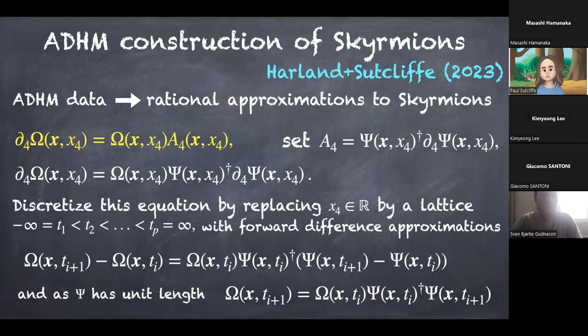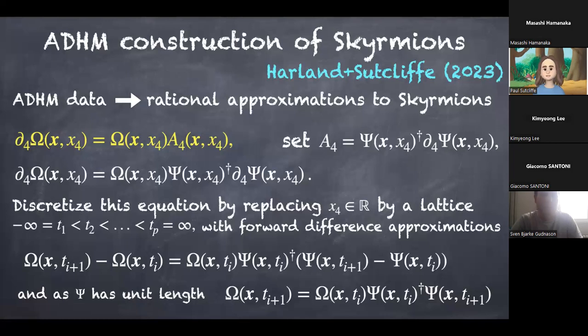So the new thing is, it's kind of like an ADHM type construction of skyrmions. So it's going to again give approximations to skyrmions, but it's going to do them directly from this ADHM data without having to solve a differential equation. And it will give rational approximations. So the skyrmions will be rational functions of the Cartesian coordinates.